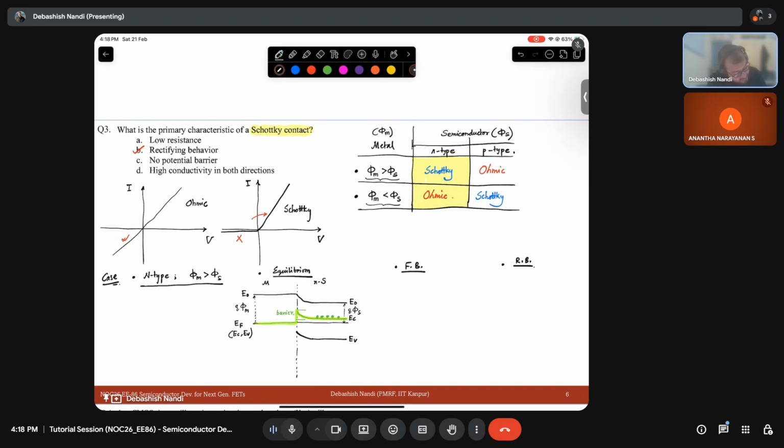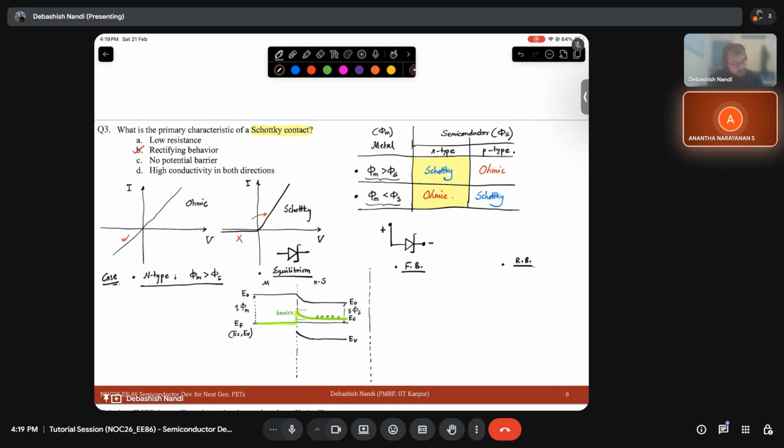In forward bias, the diode symbol is like this for a Schottky diode. Now in this case, I am applying positive here and negative here because this is N type. This is my forward bias. Fine. So what will happen to the Fermi level? There will actually be a change, right?